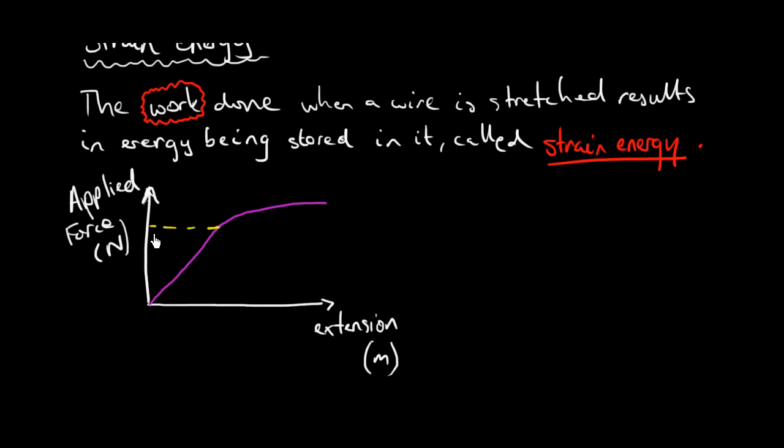let's label this force at which that limit would happen. Let's label it F, and the corresponding extension at that force, let's label it delta L.